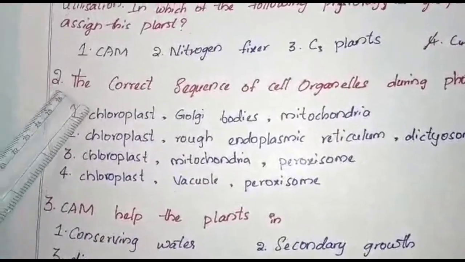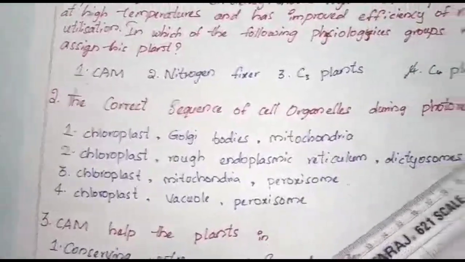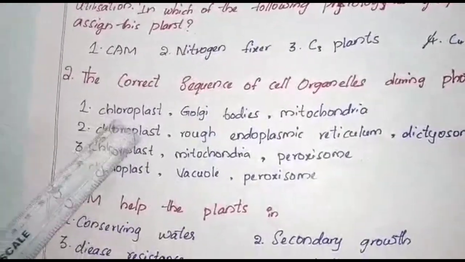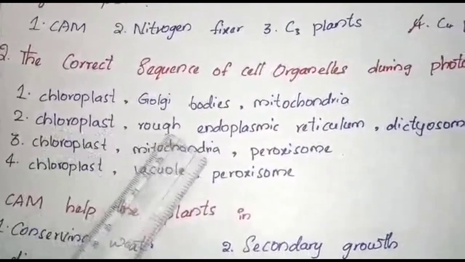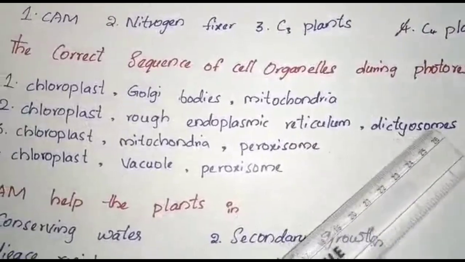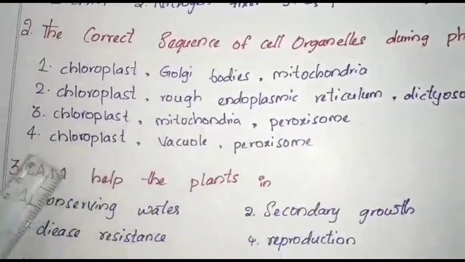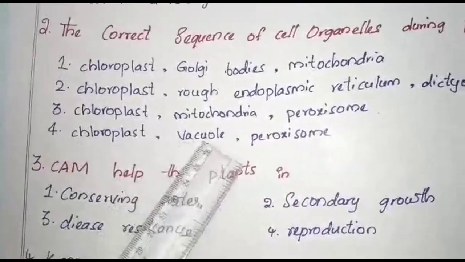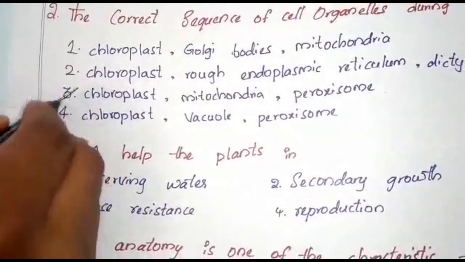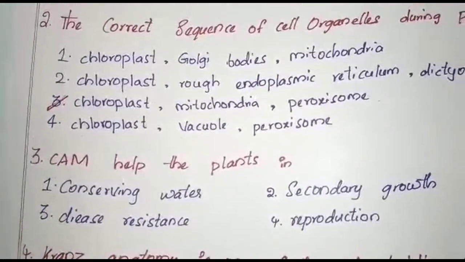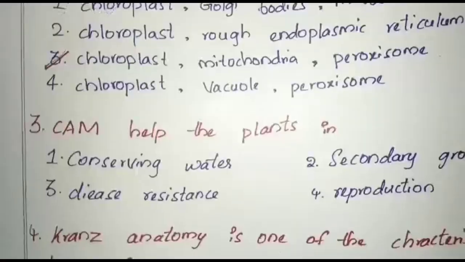Now we can see question number 2. The correct sequence of the cell organelles during photorespiration is: Option A is chloroplast, Golgi bodies, mitochondria. Option 2 is chloroplast, rough endoplasmic reticulum, and dictyosomes. Option 3 is chloroplast, mitochondria, peroxisomes. Option 4 is chloroplast, vacuoles, and peroxisomes. So the third one is the right one, that is chloroplast, peroxisomes, mitochondria. Actually it is the sequencing, but these 3 organelles are used in photorespiration.